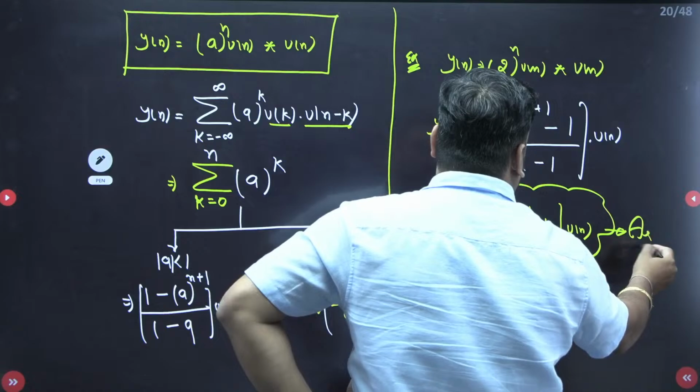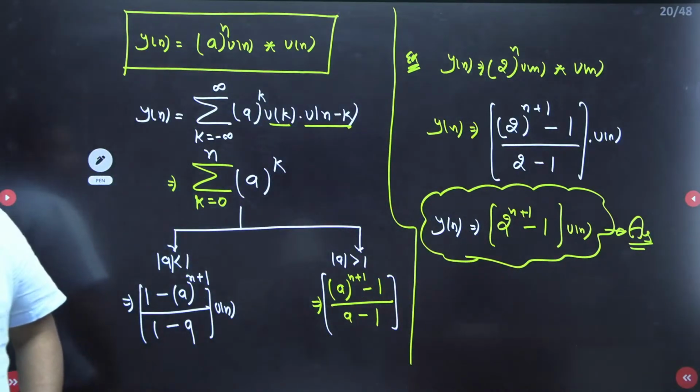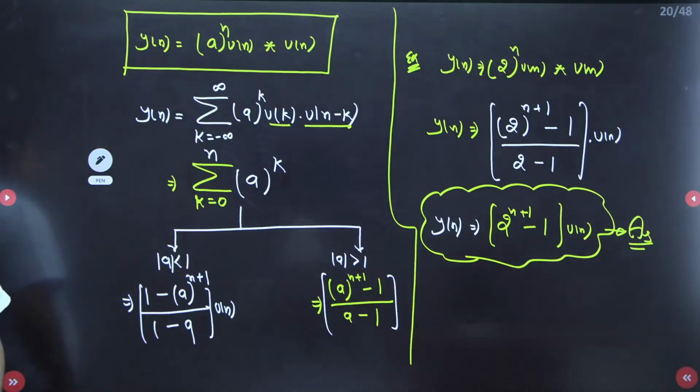It depends on the values of a, because the a value is greater than 1, 2 here. So that is why. Yes or no, beta? Just complete this part. I am waiting. Once you complete, you should reply.